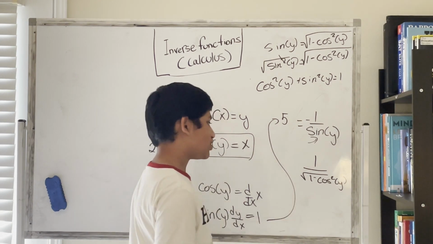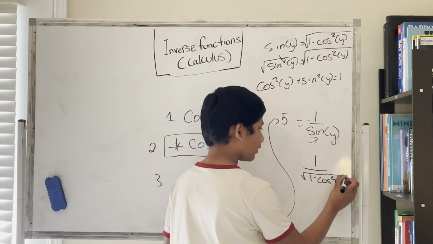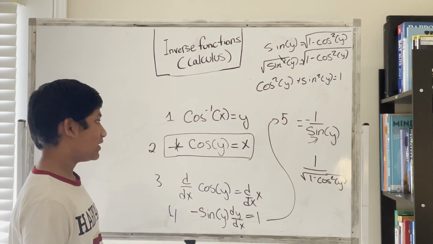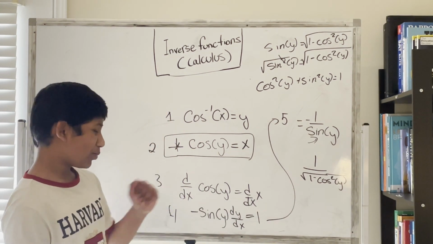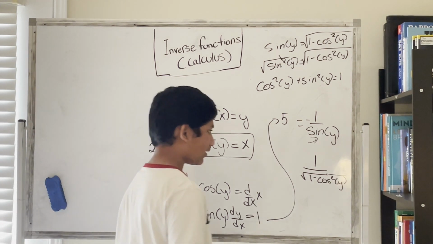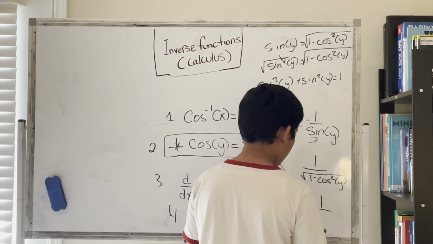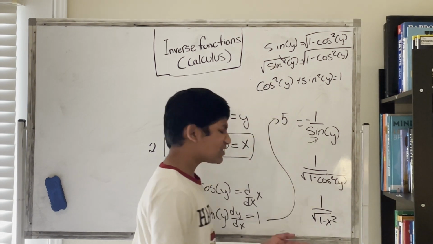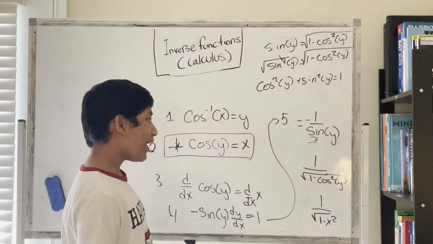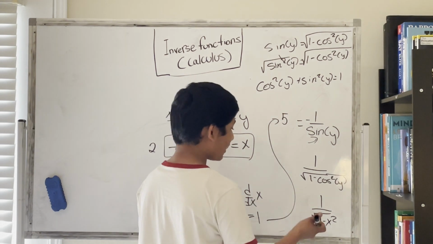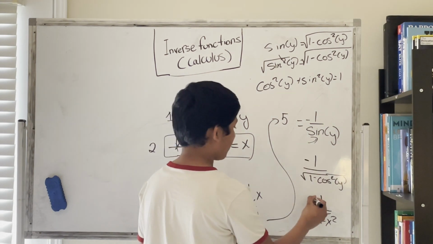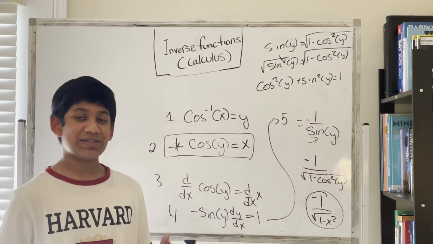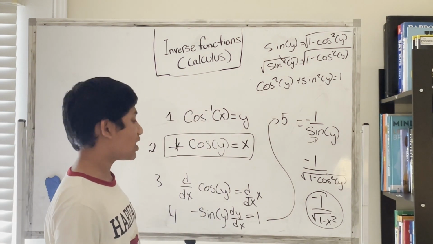So now over here, since we have that, what we can do next is we know that cosine of y is going to be equal to x. Then the cosine squared of y must equal x squared. So we'll get 1 over the square root of 1 minus x squared. But isn't this the same as the inverse sine? Well, yes, but the reason it's different is we have to put the minus sign.